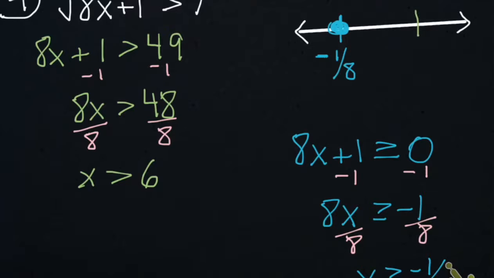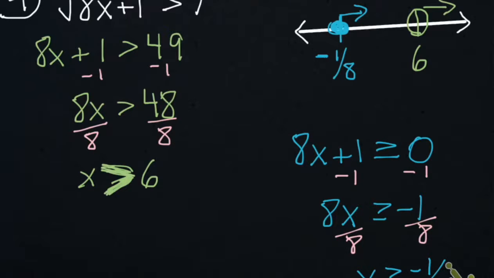The 6 goes on the right because it's positive. Has an open dot because it's not equal to. From the 6, I shade in the direction the arrow is pointed. And the arrow is pointed to the right. So I'm shading to the right. From the negative 1 divided by 8, I also shade to the right.